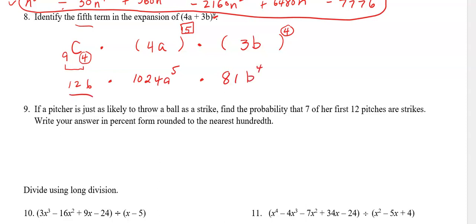So now these numbers need to be multiplied together to come up with our final answer. We know the variables are going to be a to the 5th, b to the 4th, but we need to multiply 126 times 1024 times 81. And that's 10450,944. A to the 5th, b to the 4th. Okay, and that's our answer then for number 8.